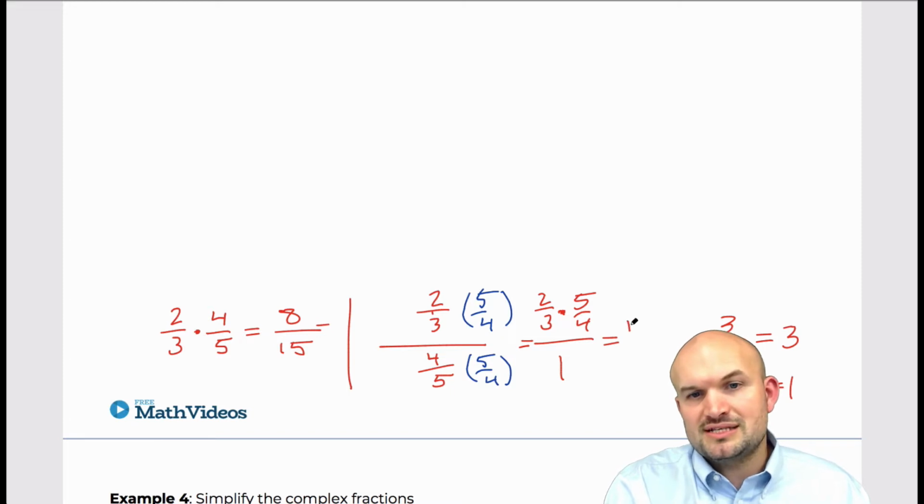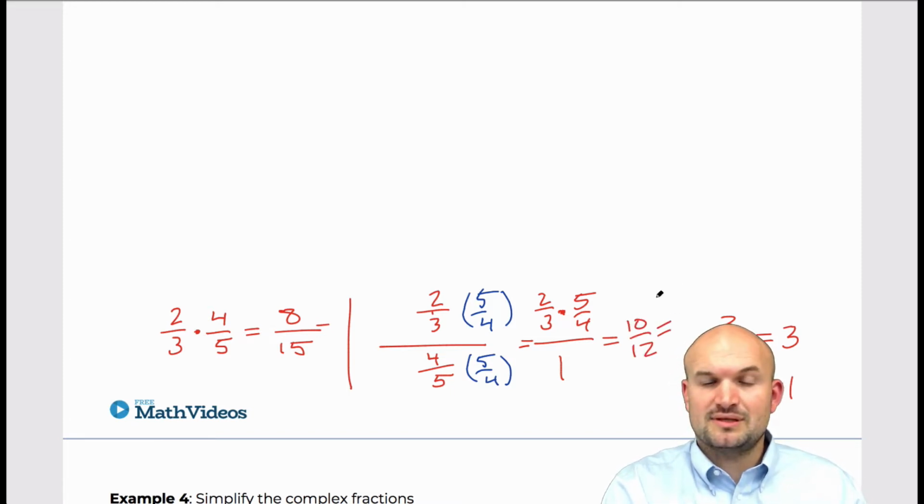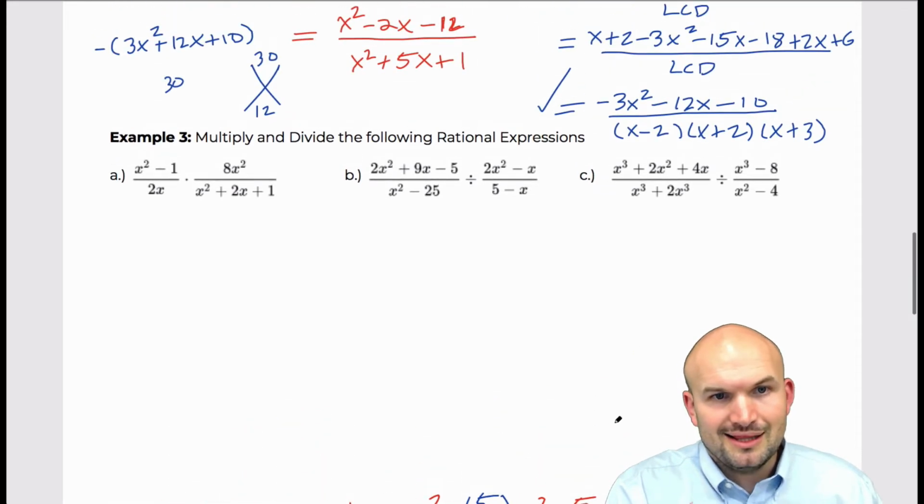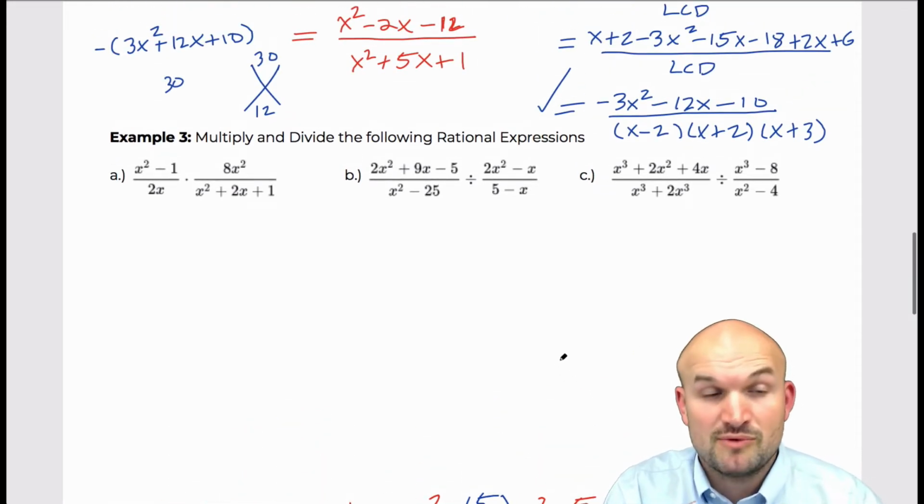So anyways, in this case, I would get 10 over 12, which I can simplify. You can divide the top and bottom by 2, so that'd be 5 over 6. Okay, so that's with fractions. Let's get to the good stuff with rational expressions.